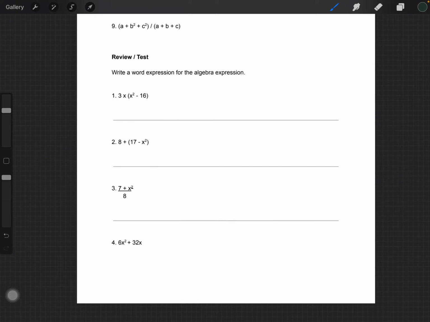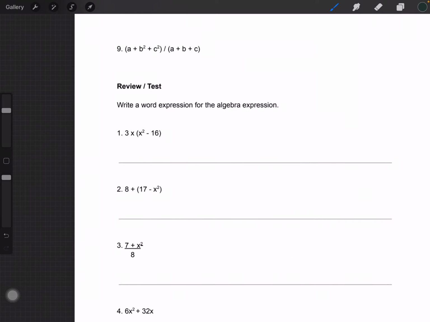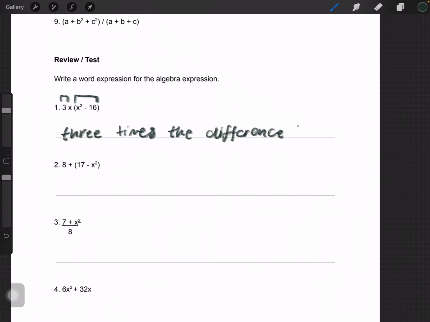Review/test is asking us to write a word expression for the algebraic expression. So what we see here, we want to do what's in parentheses together. We want to group it like this. So 3 times the difference between x squared and 16. You could also just say a variable squared.